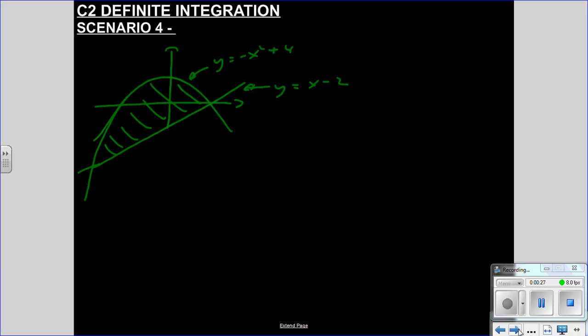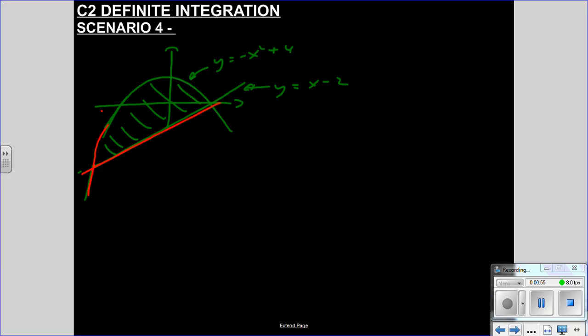How do we find the area of the shaded region? What scenario do we have? Do we have scenario one where we've got negative and positive areas under the same curve? Nope. Do we have an obvious shape that we can manipulate? Maybe this is a straight line. Maybe this is a triangle that could use subtraction, maybe. Quite complicated, though. Or do we have two curves intersecting?